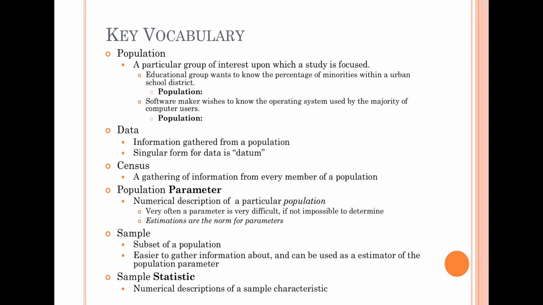So, for example, if an educational group wants to know the percentage of minorities within an urban school district, we think about the population there. What would be the population that we're focused on? The answer there would be the school district. We are interested in getting information about people within this urban school district. That is our target population.